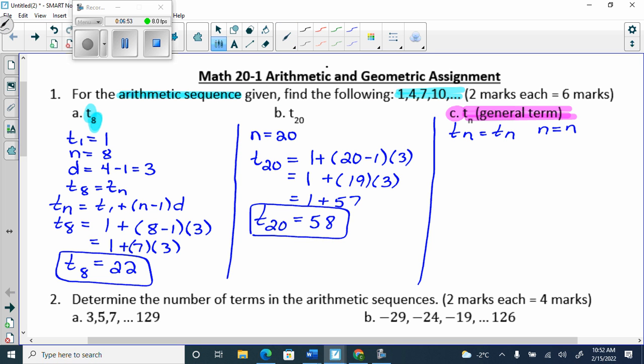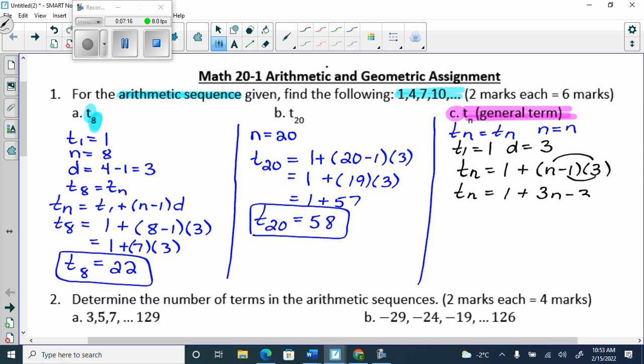So Tn stays Tn, T1 is 1, and d is 3. So I get Tn equals T1 plus n minus 1 times 3. And then we don't stop here. We distribute the 3 through. Tn equals 1 plus 3n minus 3. Tn equals 3n minus 2. And then you have the general term.